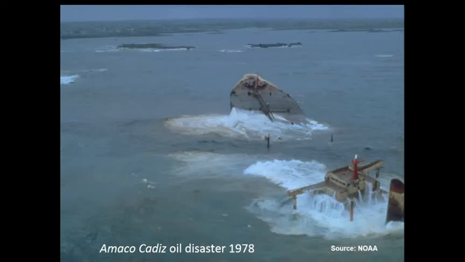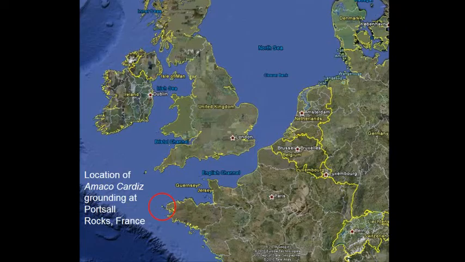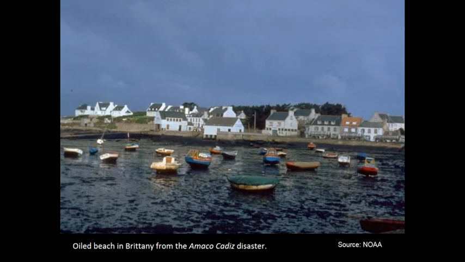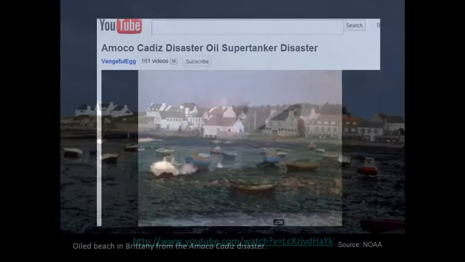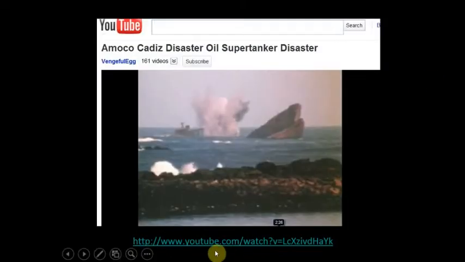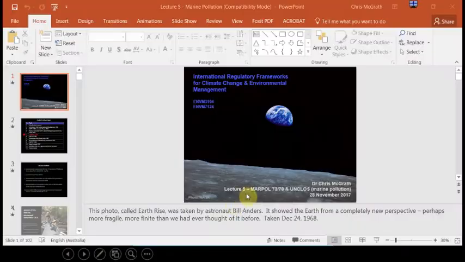What had happened was, and I'll play you a little film in a moment, which is a bit dated, but it sets, again, good historical context. Basically, the ship lost power in a storm and was driven onto rocks and broke apart. So that's where it grounded on Portsall Rocks in France. And this is some of the oil left afterwards. So a really beautiful part of France in Brittany, completely covered in oil. And let's just see if this little clip on YouTube works.